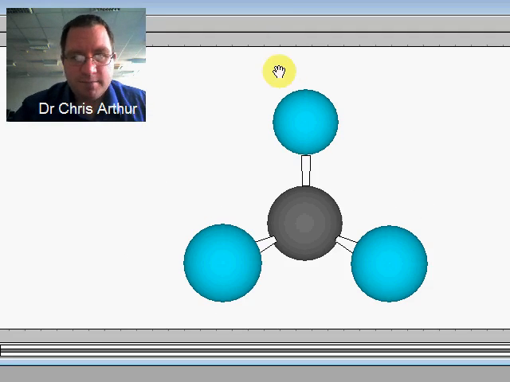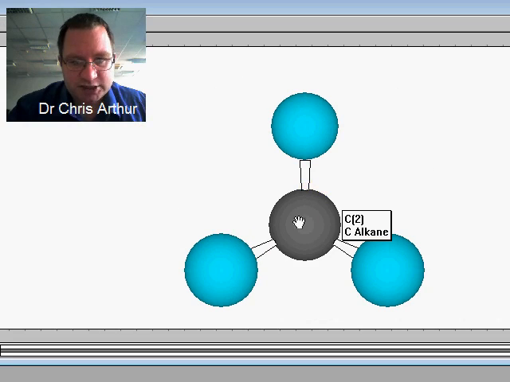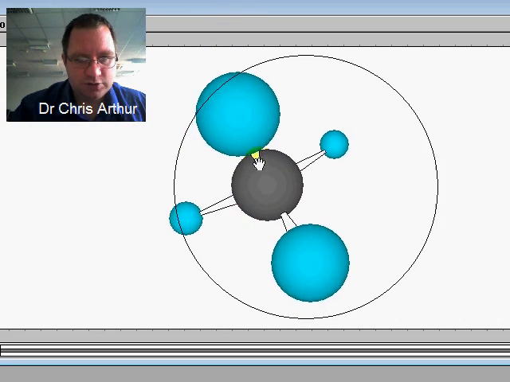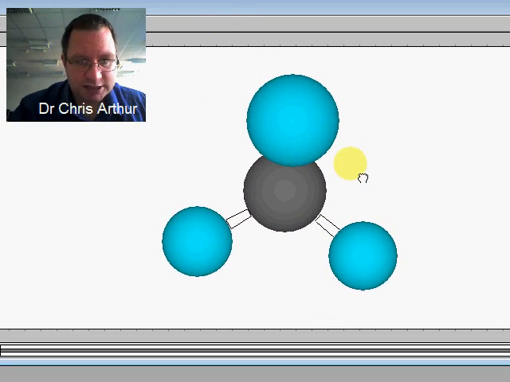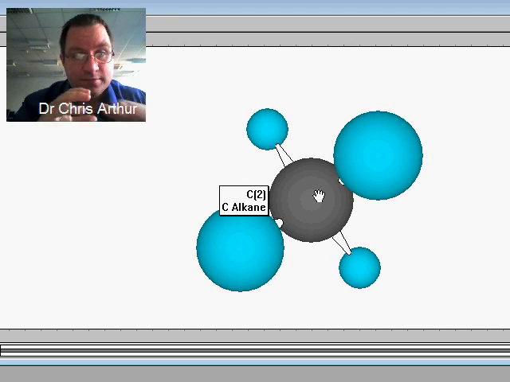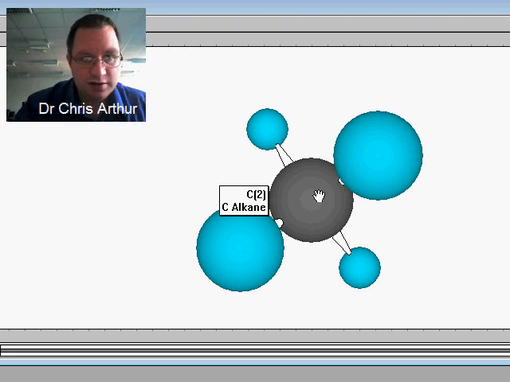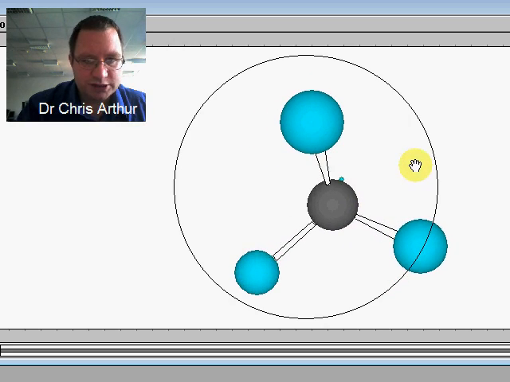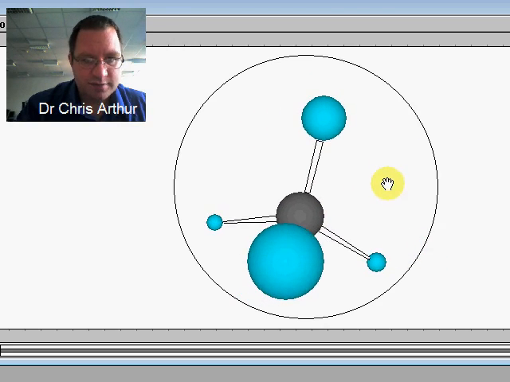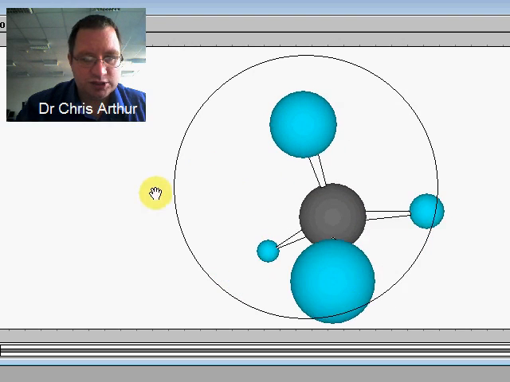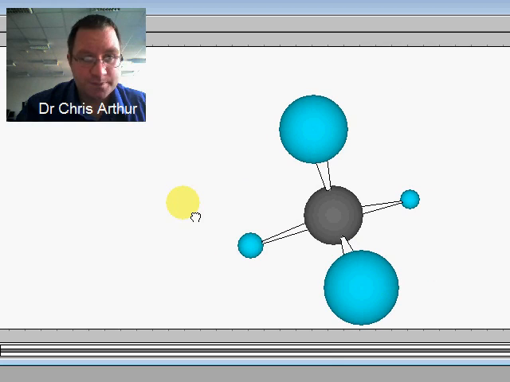Here's methane. Methane is carbon, that's shown in grey, attached to 4 hydrogens, like this. Now you'll see that the hydrogens are attached as what's called a tetrahedron around this carbon atom. All the bonds are the same length, and all the hydrogens are arranged equally.